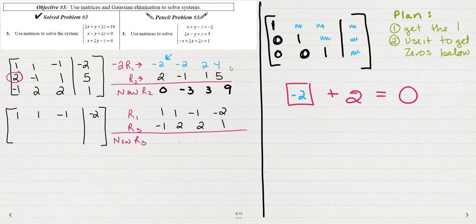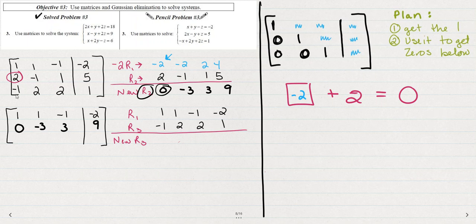I'm going to stop and double check. 4 plus 5 is 9, 2 plus 1 is 3, -2 plus -1 is -3, -2 plus 2 is 0. Here's our coveted 0. That's what we were going for, right? So it looks good to me. I'm going to go ahead and write those numbers in my new matrix. That's my new row 2.